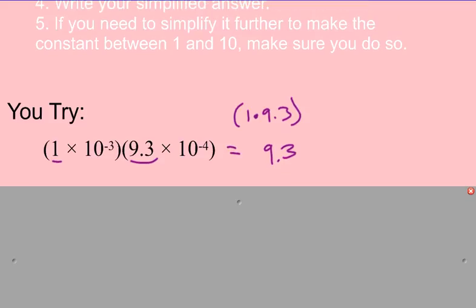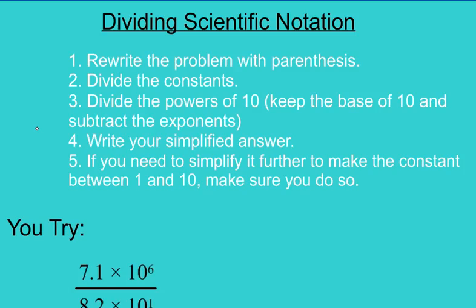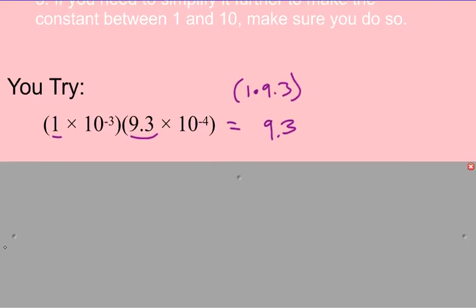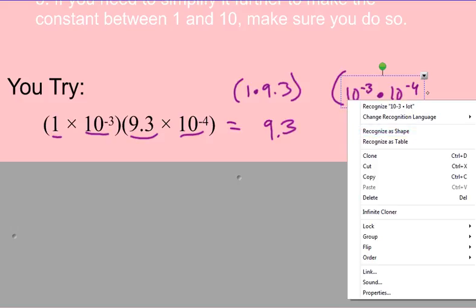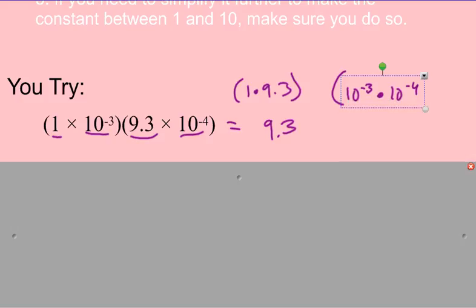Then it says multiply the powers of 10 together. So we keep the base, the 10. This will be 10 to the negative third times 10 to the negative fourth. Keep the base. So we have 9.3 times 10, and then we add the exponents. If it's negative 3 and negative 4, it's going to be negative 7. All right? And that's your answer.